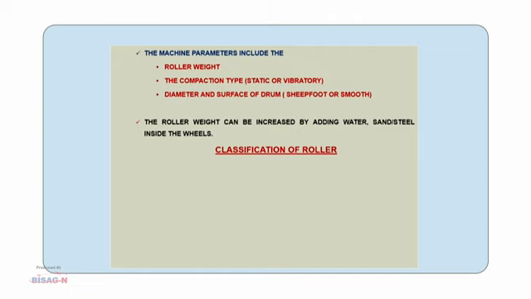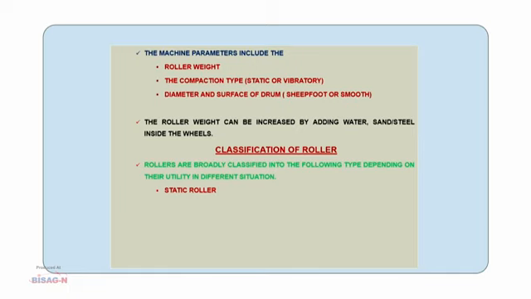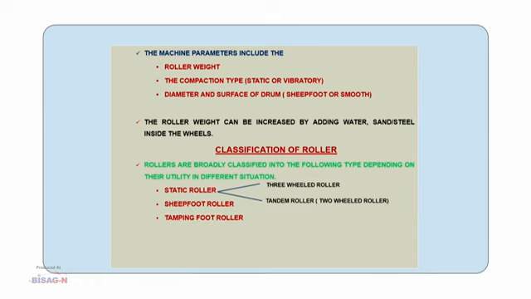So, classification of rollers. Rollers are broadly classified into the following types depending on their utility in the situations where the roller is to be used. First is the static roller, in which there are two types: the 3-wheel roller and the tandem roller, that is the 2-wheel roller. Next is the sheep foot roller, tamping foot roller, pneumatic tire roller, that is PTR, and the last one is the vibratory roller, which is available in single and double drum.